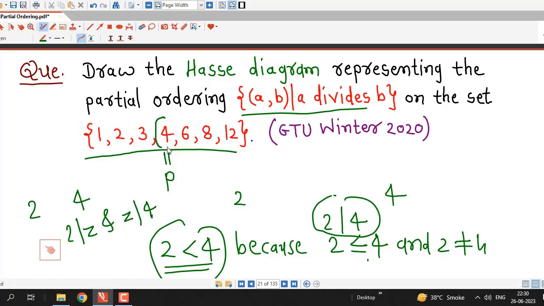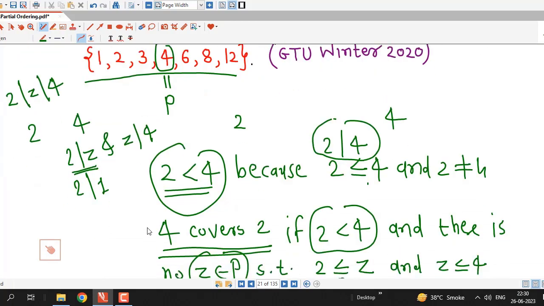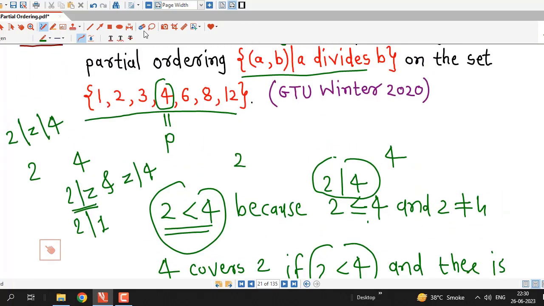The divisors of 4 are 1 and 2 only. Here 1 is a divisor of 4 but 2 cannot divide 1, so I cannot say that z equals 1. For z equal to 1, 2 does not divide z. So there is no z in between 2 and 4 such that 2 divides z and z divides 4. Therefore 4 covers 2, or 4 is a cover of 2. Similarly, we can check for any other elements.